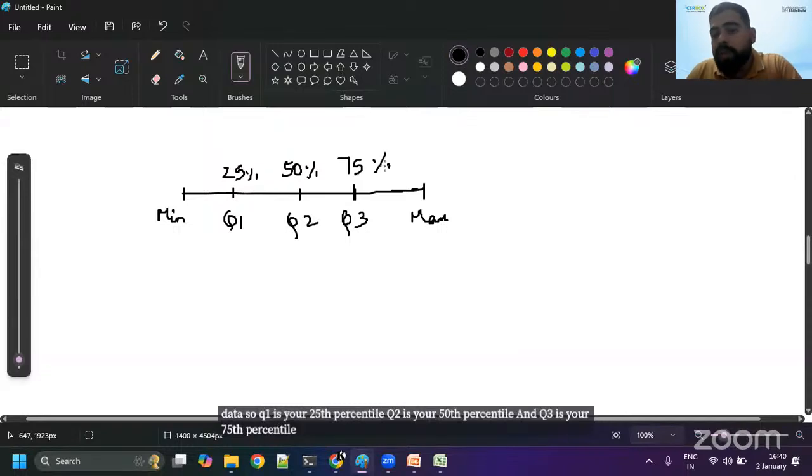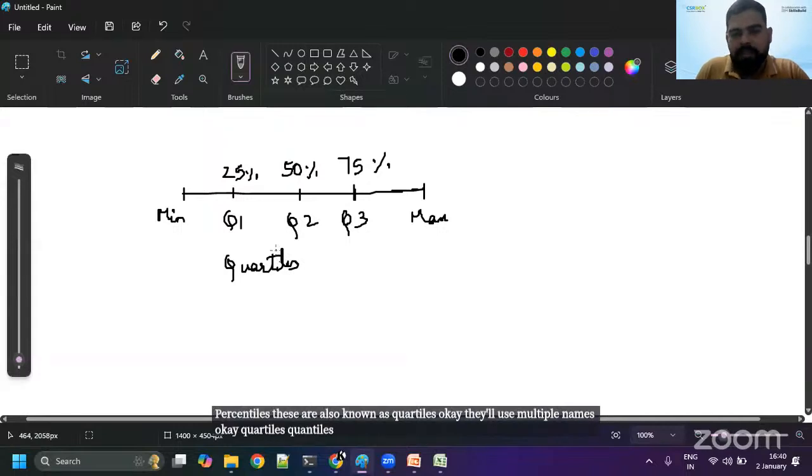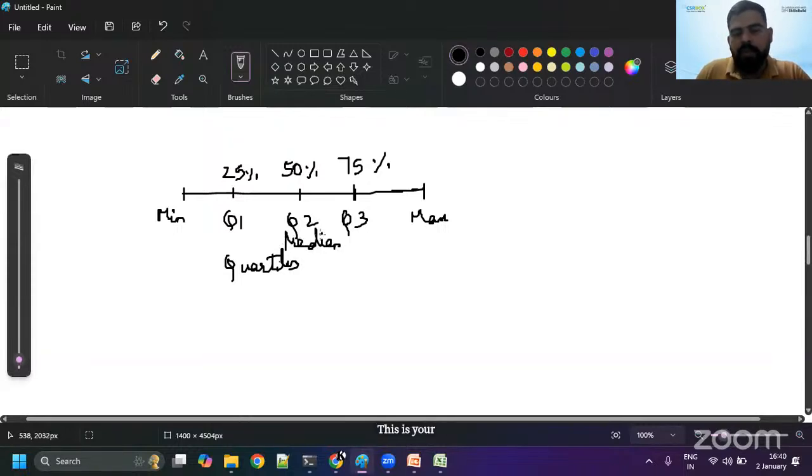So what do we mean by these percentiles? These are also known as quartiles. They use multiple names: quartiles, quantiles, percentiles. Don't bother, it means the same thing. This is your median. Now, what do these quartiles tell us exactly?